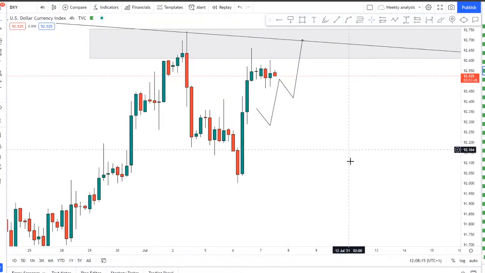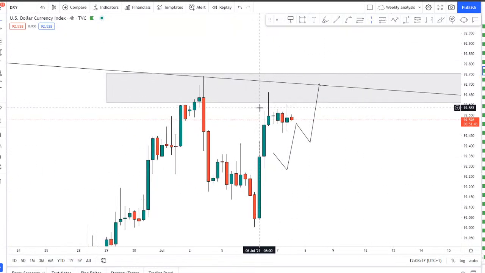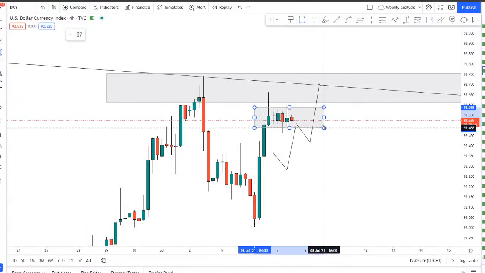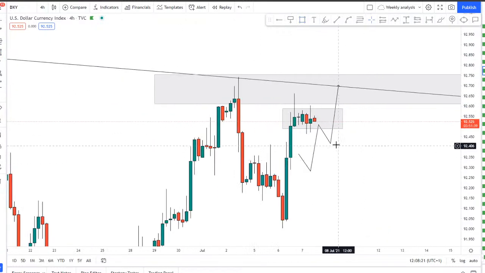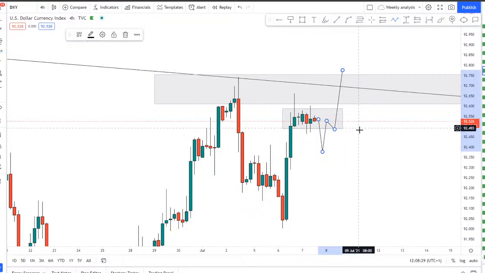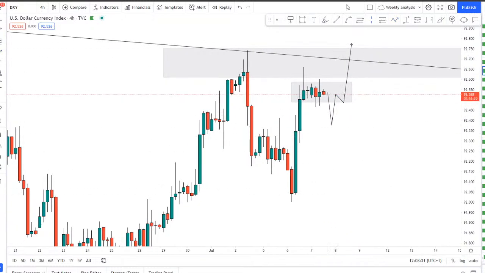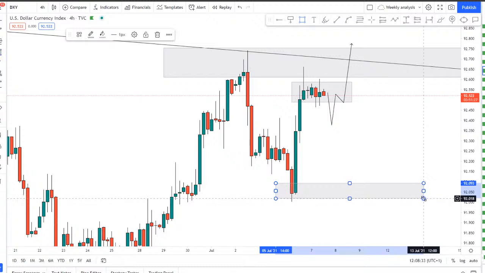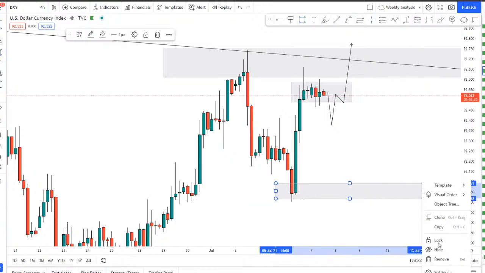DXY having a bit of a hard time. You can see we are consolidating, even though the bias is to the upside for the DXY. We're consolidating currently, so it depends which way the DXY wants to break out to. We could easily have a bit of a false breakout, pop back in, and then push higher, or we could break to the downside, maybe come back to this support here as well. So we have to be a bit reactive with this one.